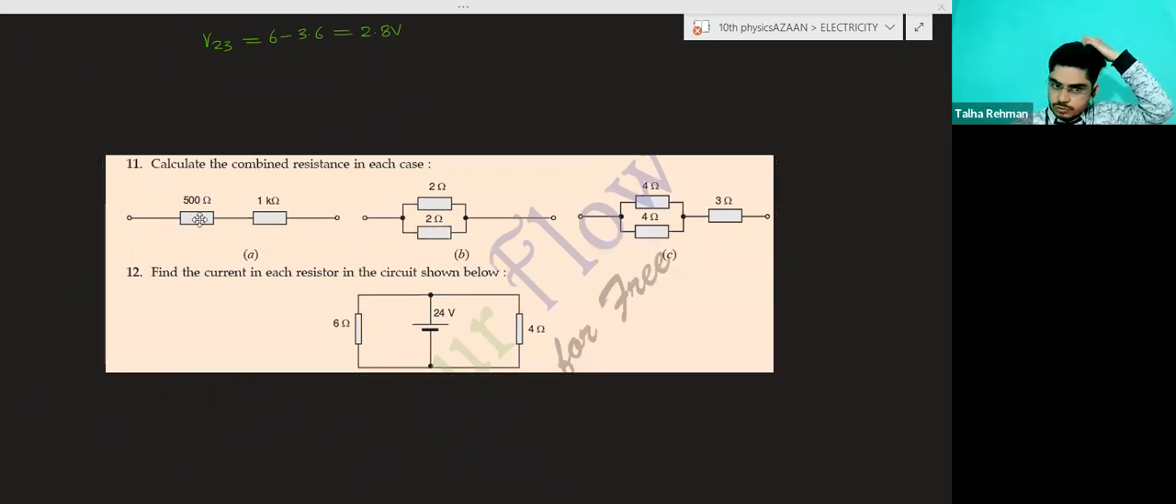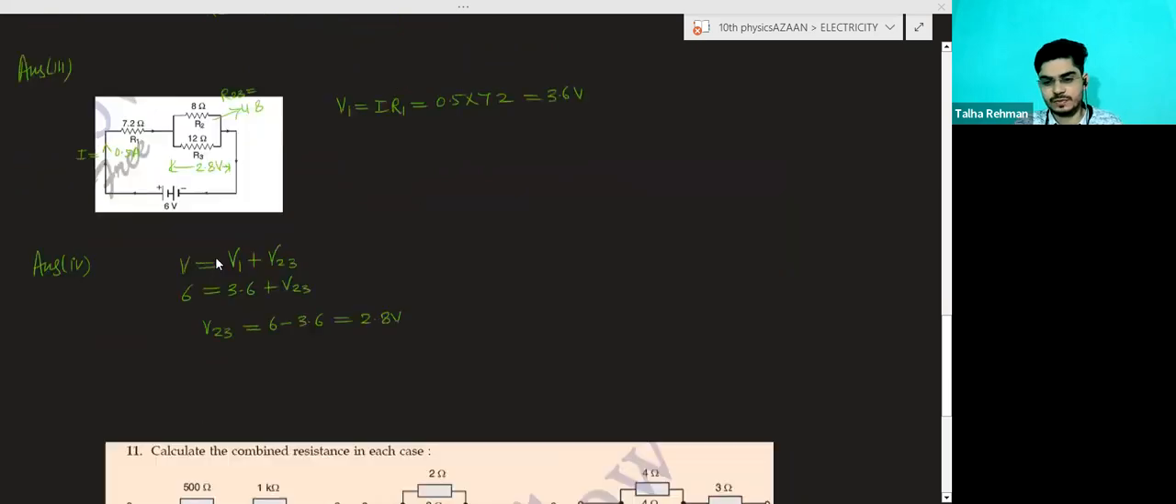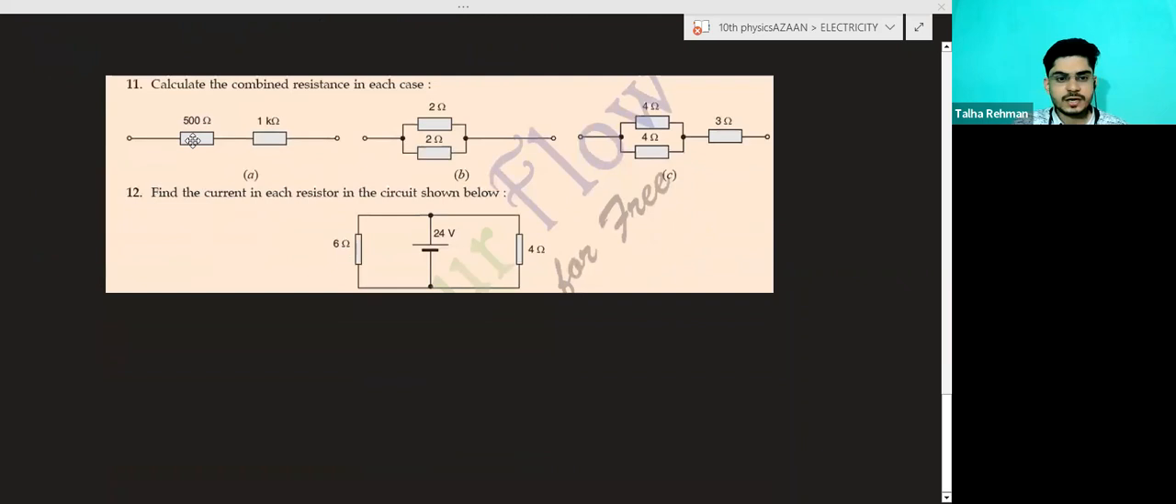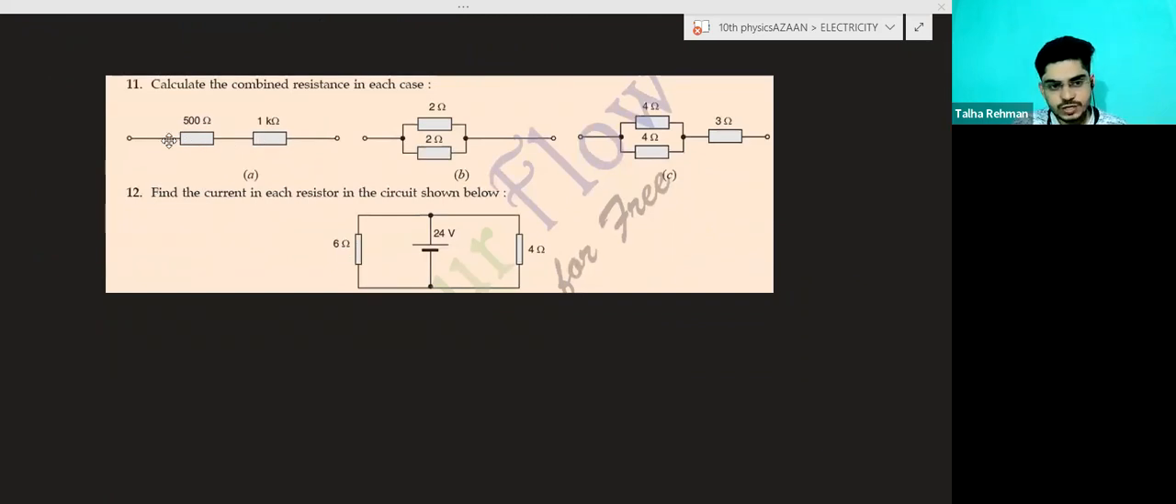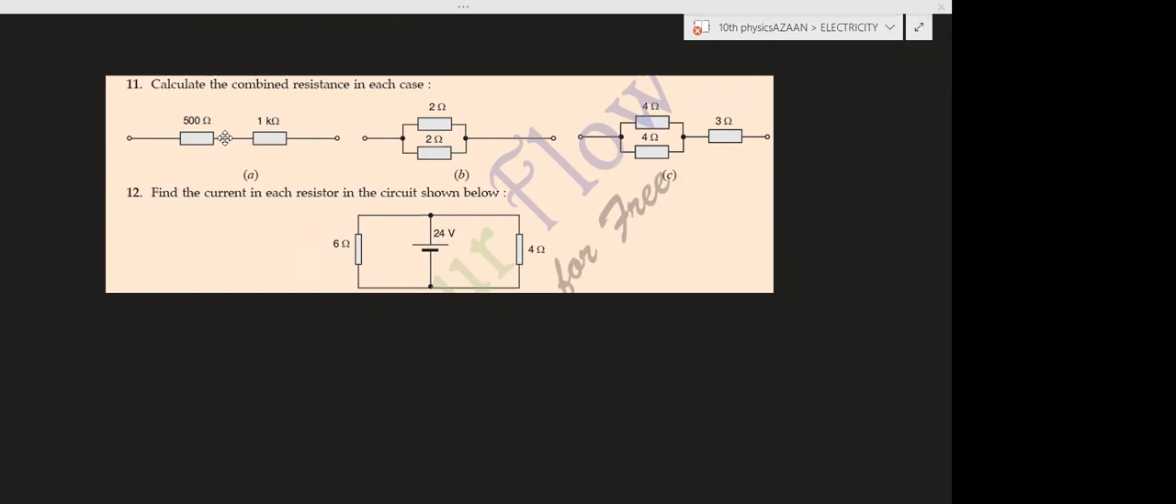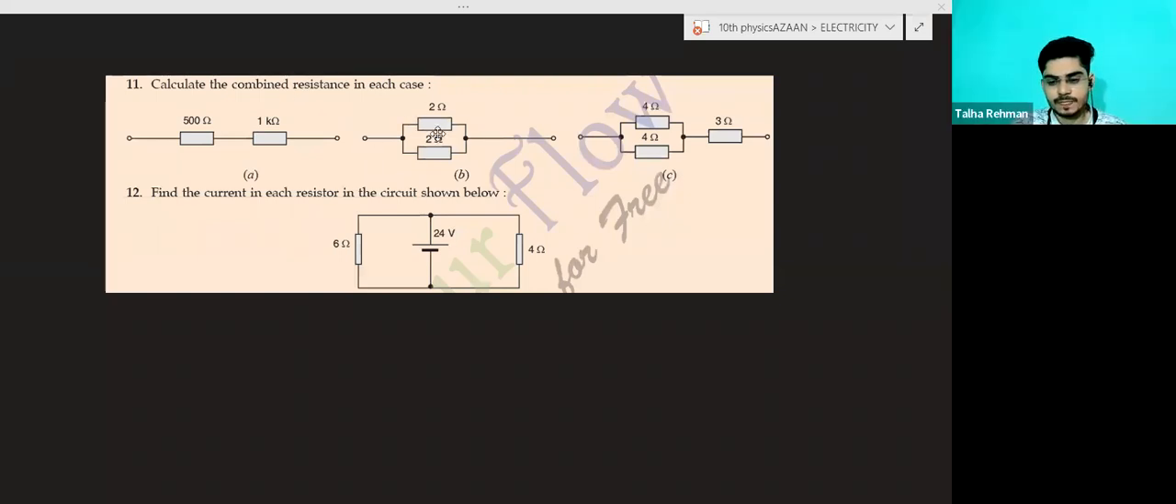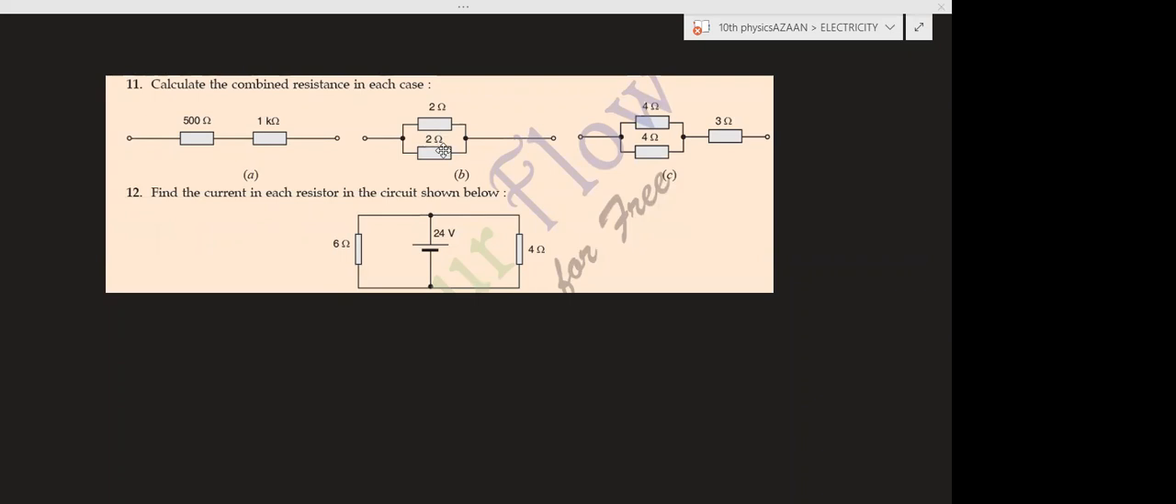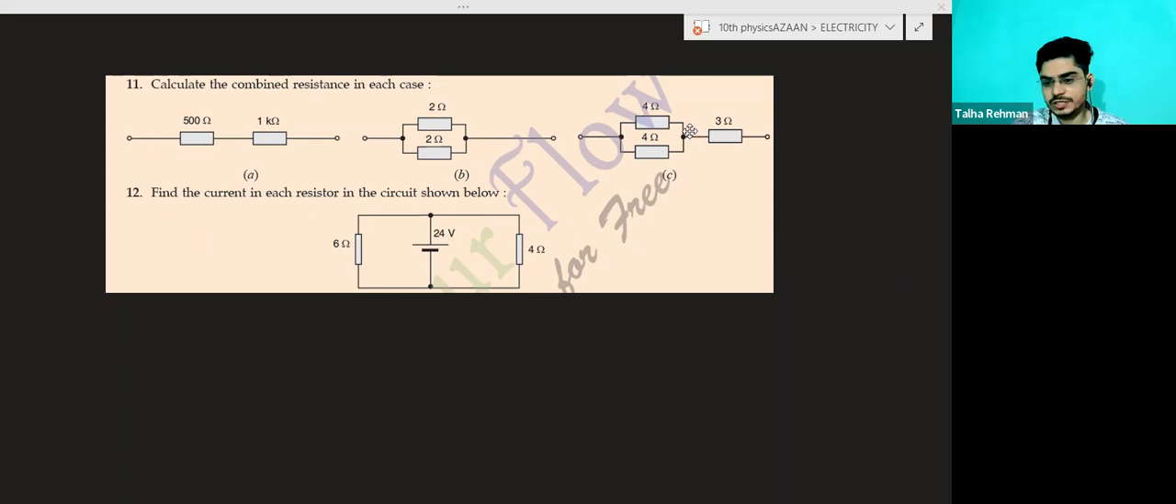Okay, done. So see, question number 11. They have made resistance like this. In some books, you will find resistance like this also. So, 500 ohm and 1 kilo ohm resistance. In which combination are these resistances? Series combination, yes, good. And these two resistances are in parallel combination. And this is the mixed combination. Mixed combination means some resistances are connected in parallel, and some resistances are connected in series.